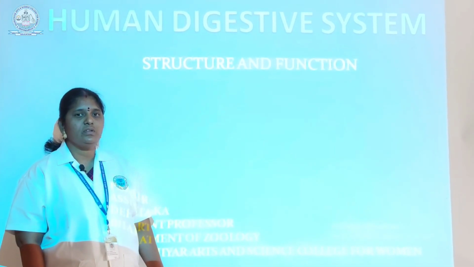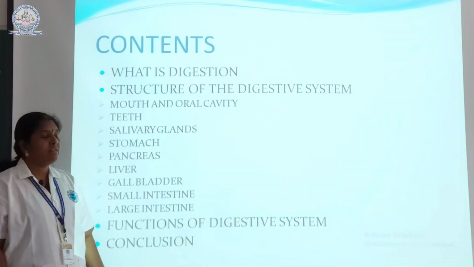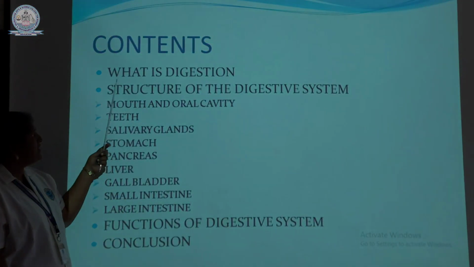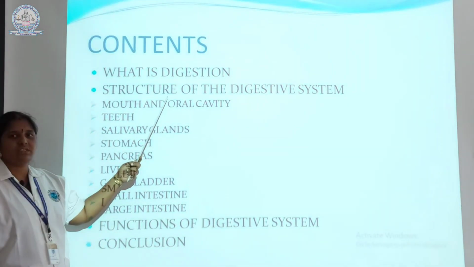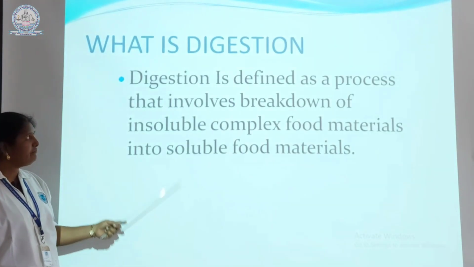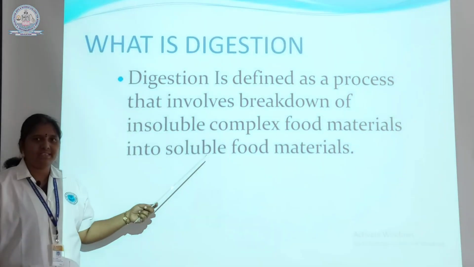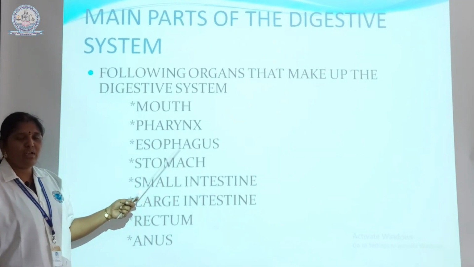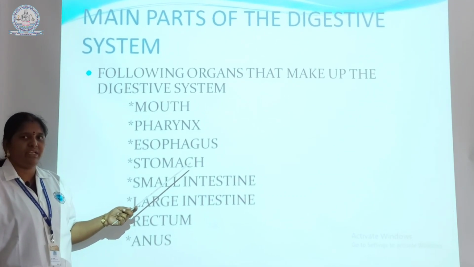Today we talk about the structure and functions of the human digestive system. This topic includes what is digestion, the structure of the digestive system, and the main functions of the digestive system. What is digestion? Digestion is defined as a process that converts insoluble complex food materials into soluble simple food materials.